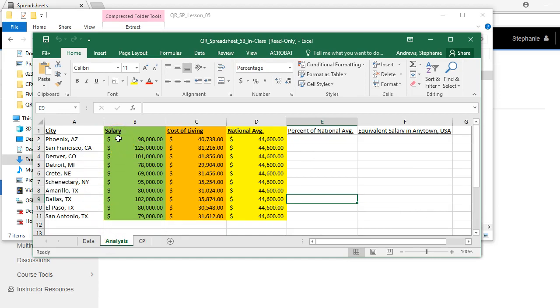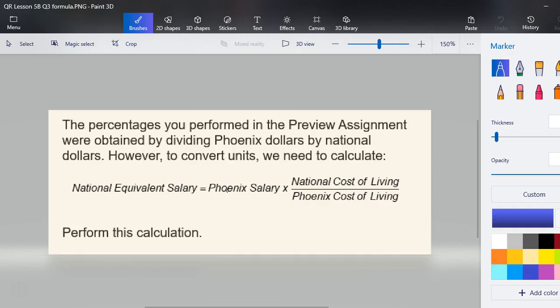From the analysis piece, we're going to grab the salary for Phoenix, which is $98,000. We're going to grab the cost of living for Phoenix, which is $40,738. And the national average, you notice it's going to be the same for every one of these we do, but right now, they just want us to look at Phoenix. So write these numbers down: $98,000 for the Phoenix salary. Cost of living in Phoenix is $40,738, and then the national average is $44,600.